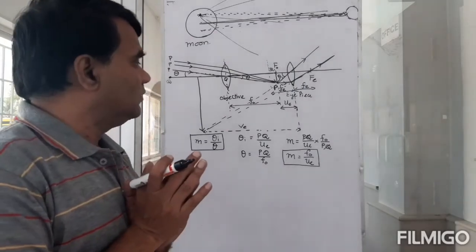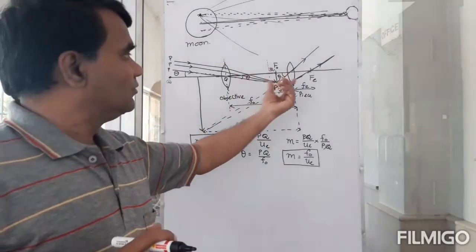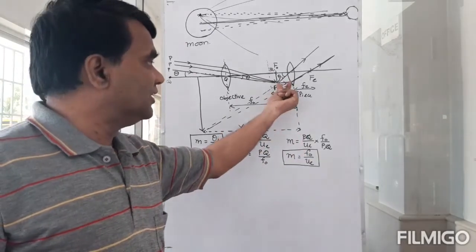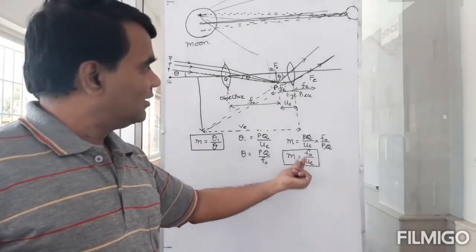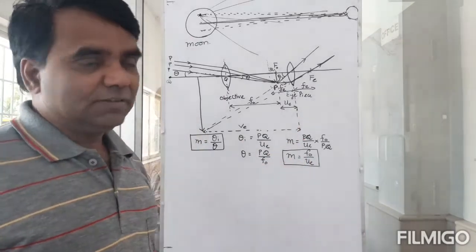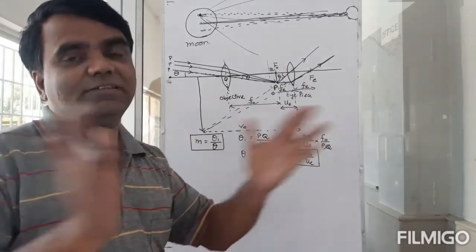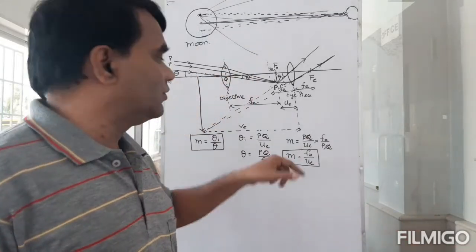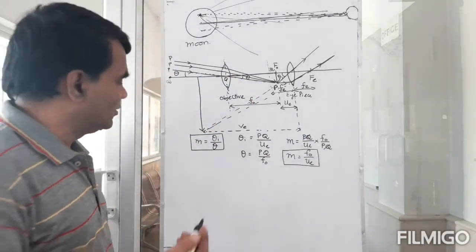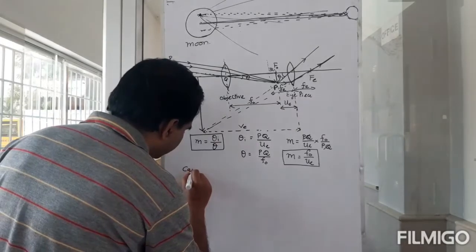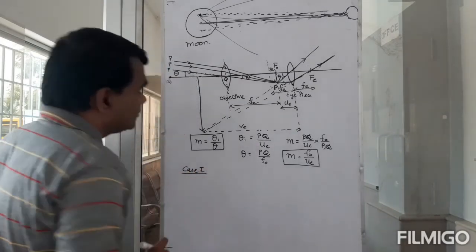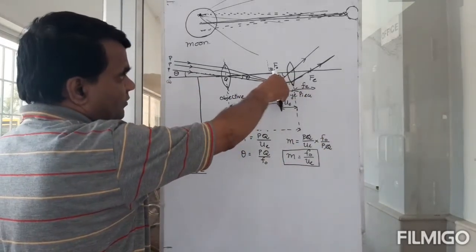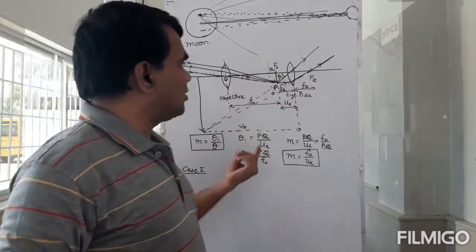Now, again, you have a range of magnification, because as your UE changes, the magnification will change. So what would be the boundaries? What is the maximum and minimum value of the magnification? As usual, you will do case one.